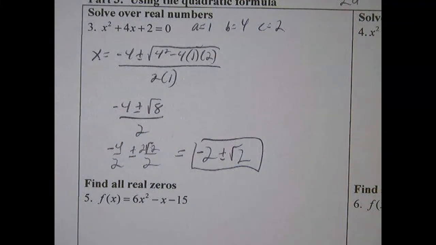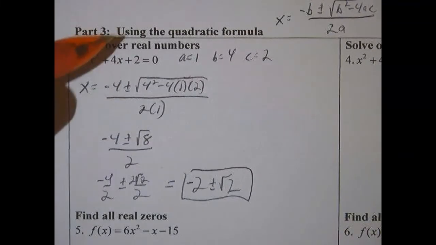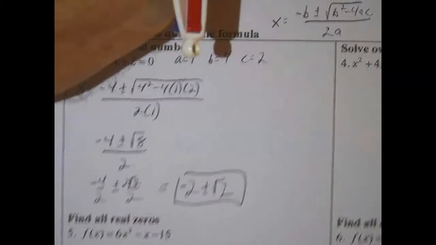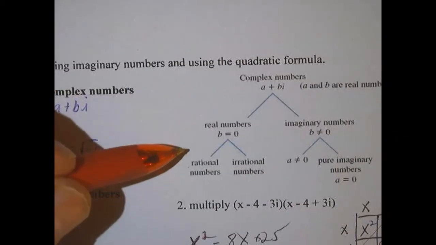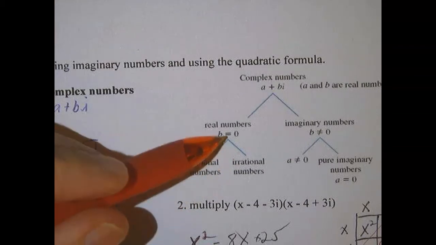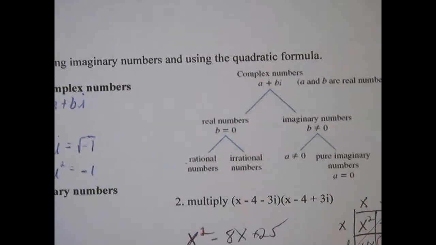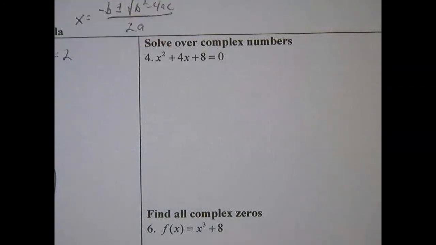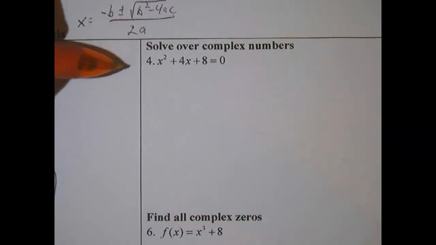Okay, let's do one. Now that's over real numbers, and those are both real numbers. They're irrational, but they're real. So they fall under this category right here. Irrational, but they are real numbers. There's no imaginary part.